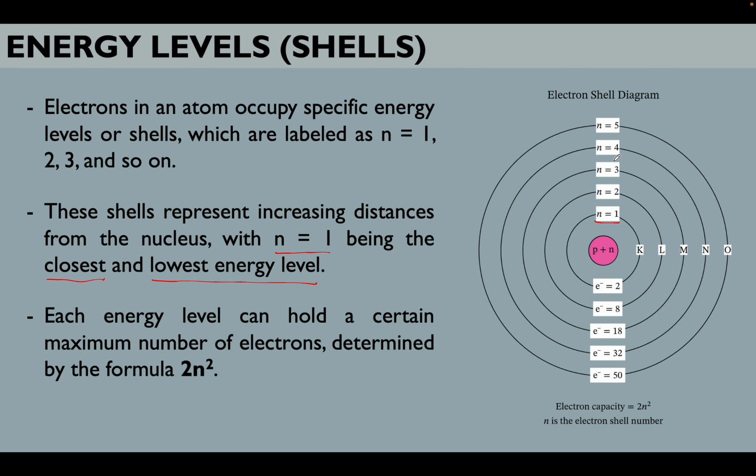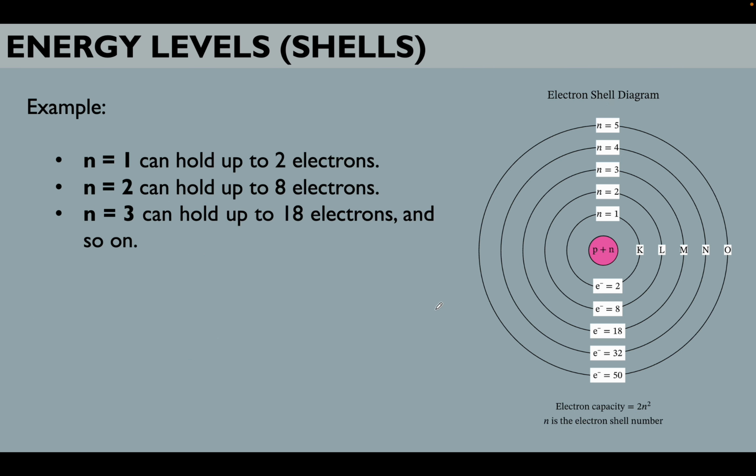So each energy level can hold a certain maximum number of electrons. So it is determined by the formula 2n squared. So nakabutang po dere sa ato ang figure that the electron capacity is equal to 2n squared, where n is the electron shell number. So n equals 1, 2, 3, 4, 5. Okay, so for example, if n equals 1, so kani siya nga shell, n equals 1, it can hold up to 2 electrons. Okay, from the formula 2n squared.